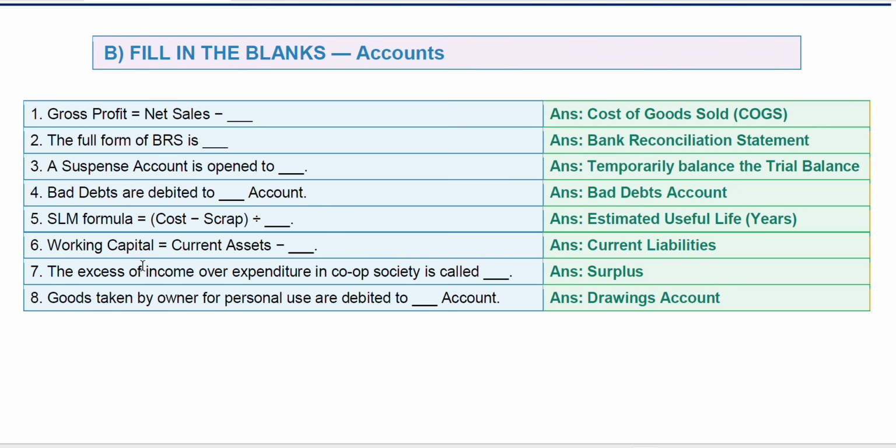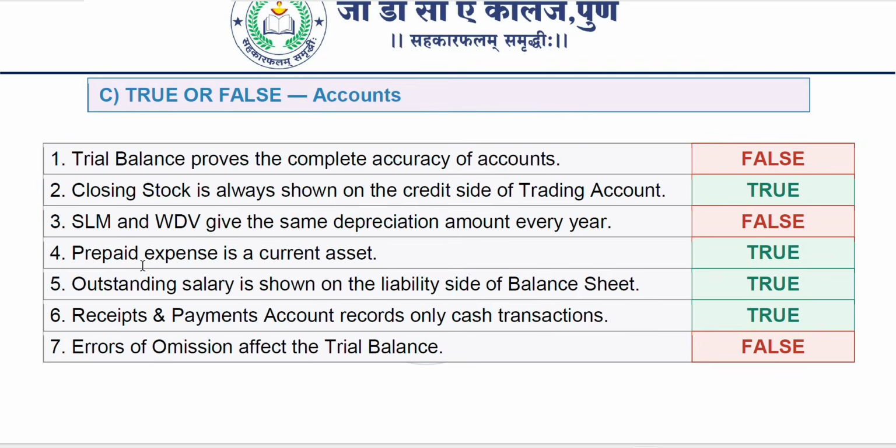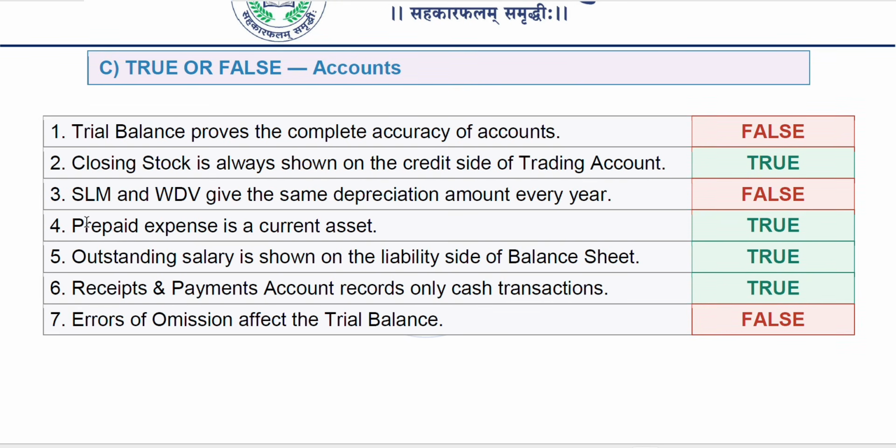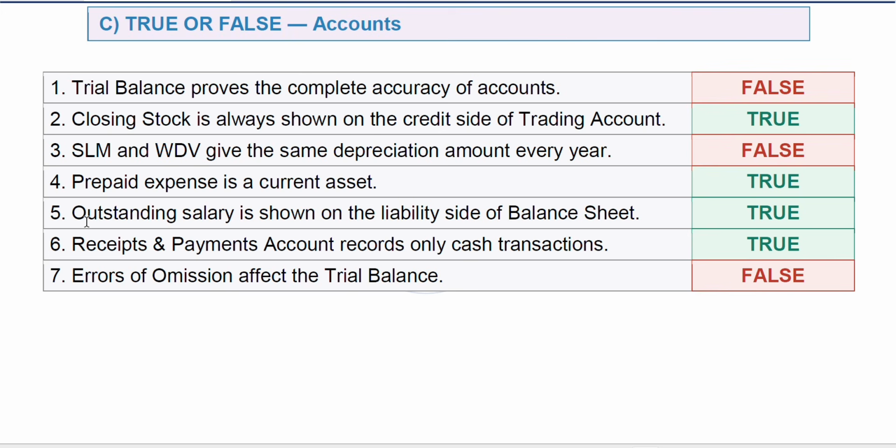Goods taken by owner for personal use are debited from a drawing account. True or false? Trial balance proves the complete accuracy of accounts. False. Closing stock is always shown on the credit side of the trading account. True. SLM and WDV give the same depreciation amount every year. False. SLM gives the same amount, while WDV is the written down value.